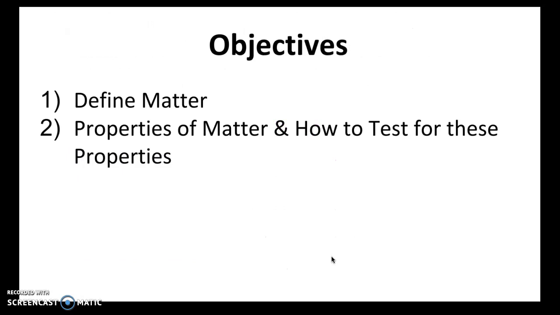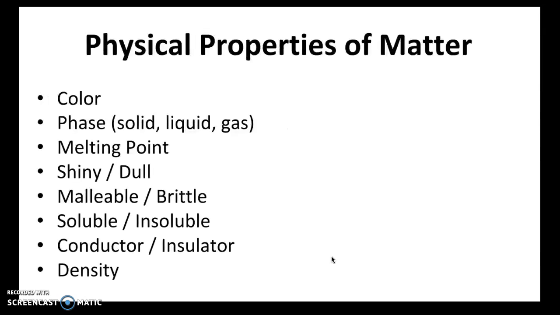All right, so our objectives were to define matter, and we just went through the properties of matter and how to test for these properties. And this will help prepare us for our overall goal, which is creating an experiment where we can identify an unknown substance by testing its properties. And these are all the physical properties that we talked about and ways to test them.